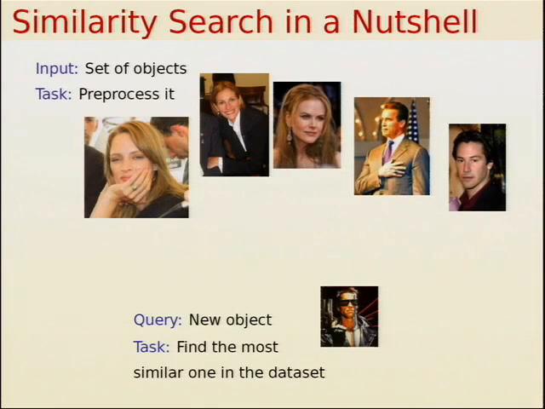I hope so. So we find the most similar object in the data set. That's the problem. And the problem is to find a data structure that is small, ideally linear, in such a way that the search is fast, ideally something like logarithmic, not like comparing the new picture with every picture in the data set.